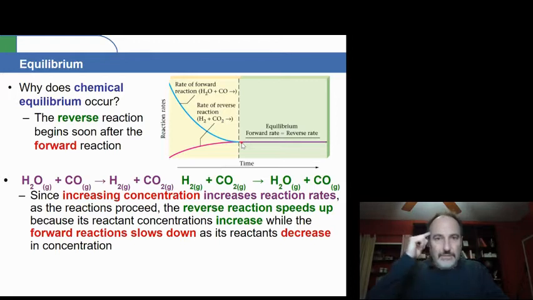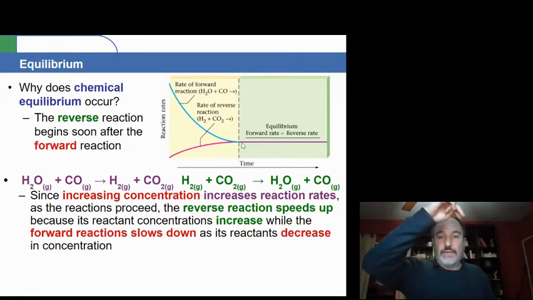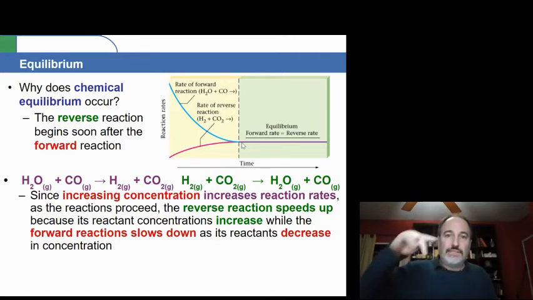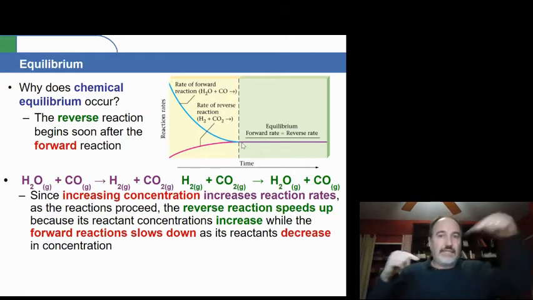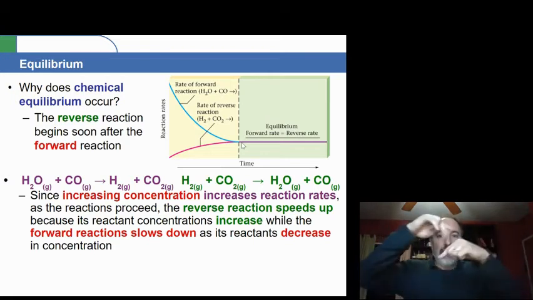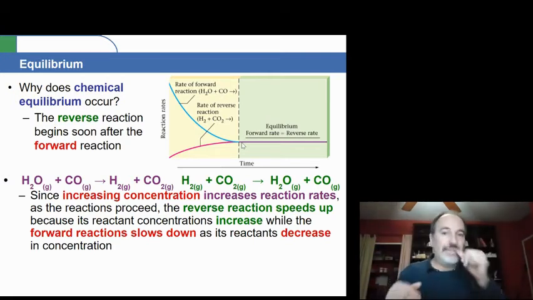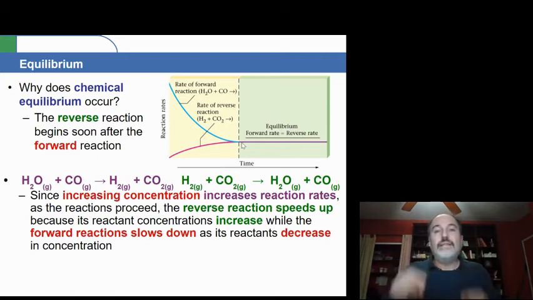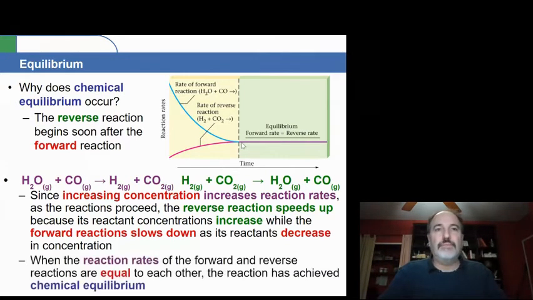All right. So it's kind of like you're going up the down escalator quickly. But you start slowing down and the escalator starts to speed up until you guys are going the same speed. Once the speeds match, that's when it's in equilibrium. So when the reaction rates of the forward and reverse reactions are equal to each other, the reaction has achieved chemical equilibrium. All right. Hopefully this makes sense.